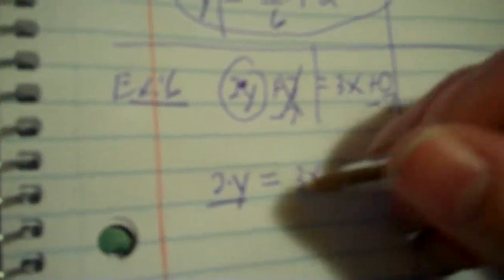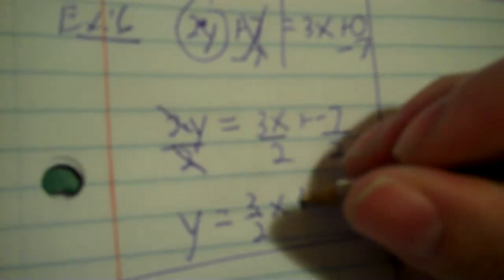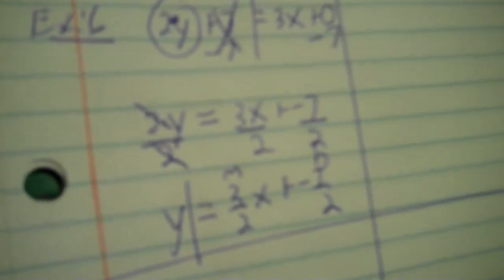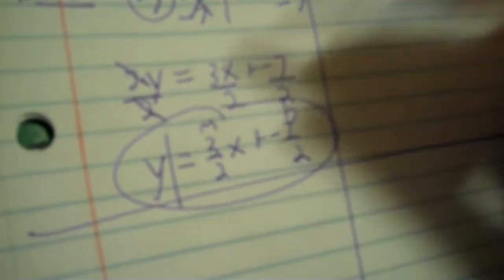Then you need to divide everything by 2. 3 divided by 2 is a decimal, so it's 3 over 2x. And negative 7 divided by 2 is a decimal, so I'm going to keep that as negative 7 over 2. m and b. Now, if I had to graph the b, I'd be dividing, but that's good enough for here.